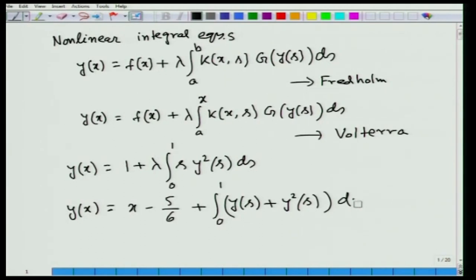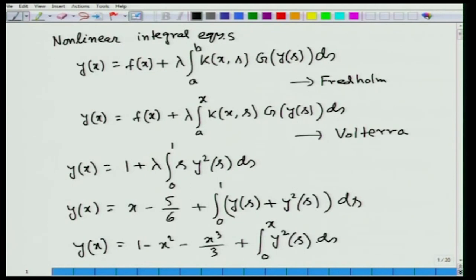This is a Fredholm type integral equation. And one Volterra type nonlinear integral equation is y(x) equal to 1 minus x square minus x cube by 3 plus integral 0 to x y square(s) ds. These are some nonlinear Fredholm and Volterra type integral equations. And of course, this G may be some function like e to the power x, sin x, and some other combinations, such that they are nonlinear functions.